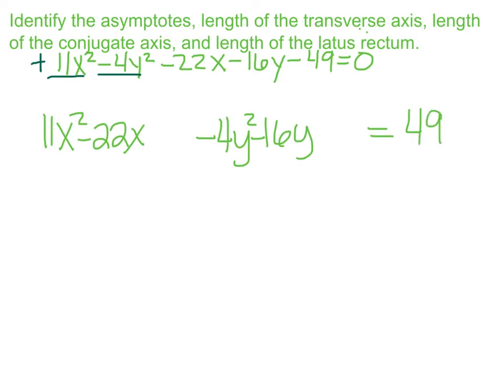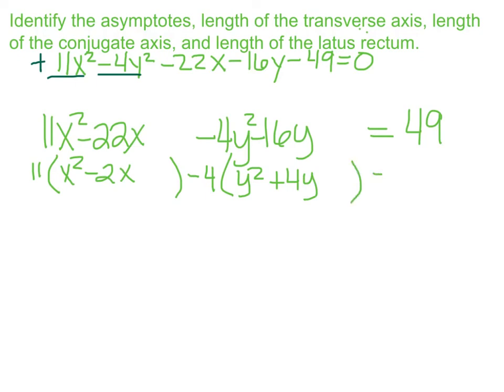Then I have to divide off the 11, and instead of dividing every term by 11, that would make it really complicated and ugly, I'm just going to factor it out. 11 parenthesis x squared minus 2x. And then I'm going to leave some room and close the parenthesis, so I can complete the square, but I'm keeping the 11 here. I'm going to do the same thing with the negative 4. So I'm factoring off a negative 4, y squared plus 4y, and then leave room to complete the square, equals 49.